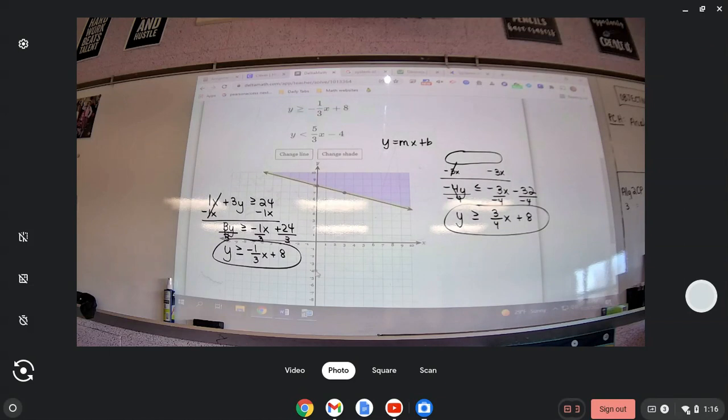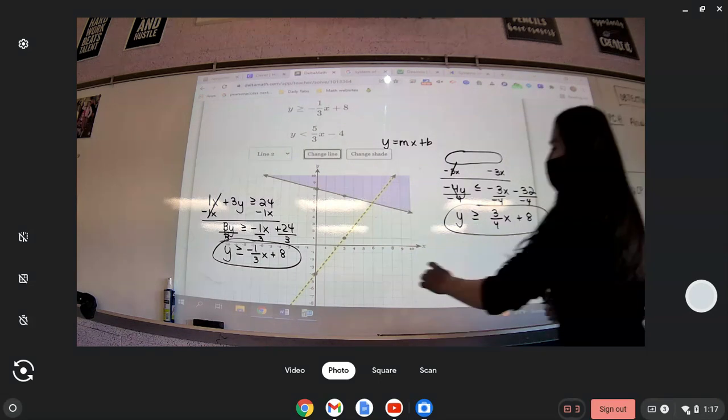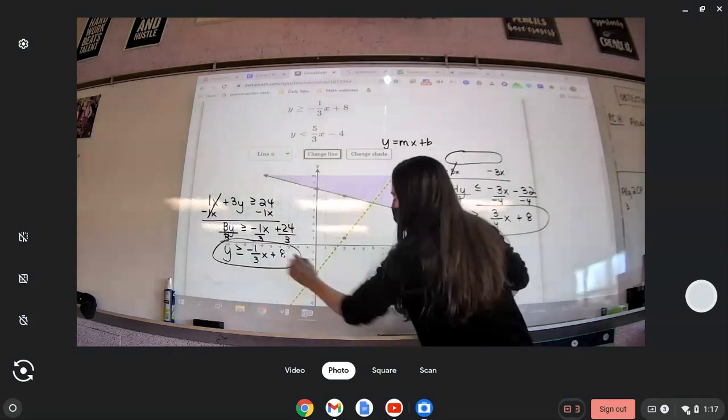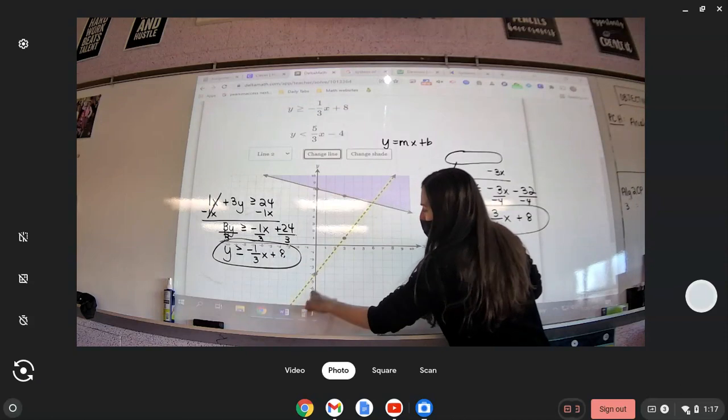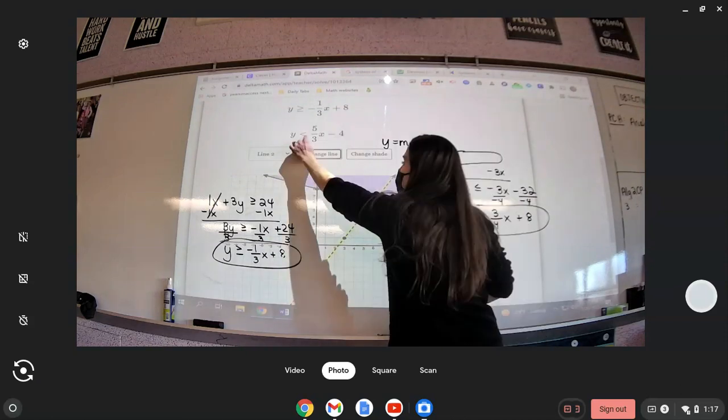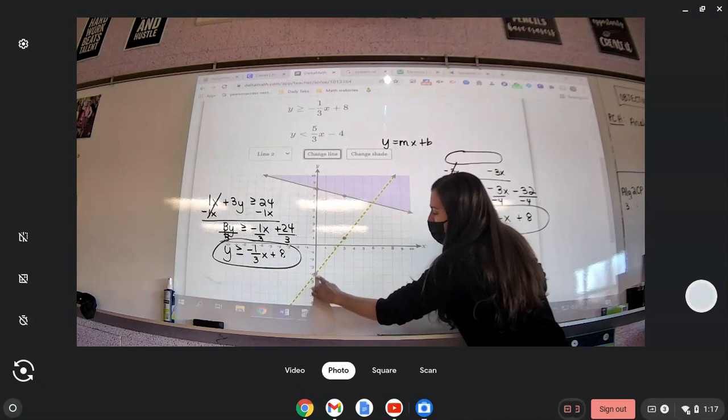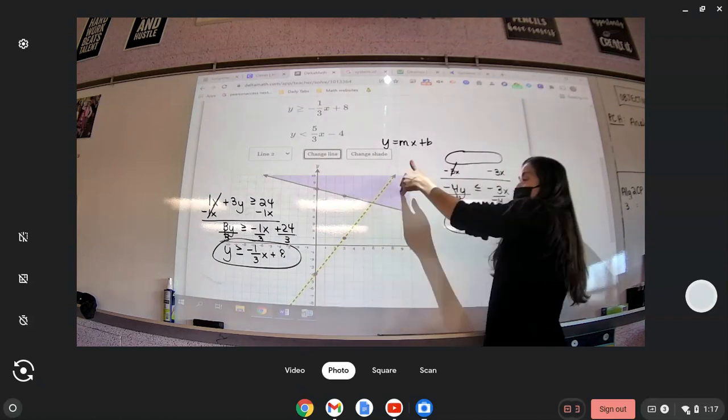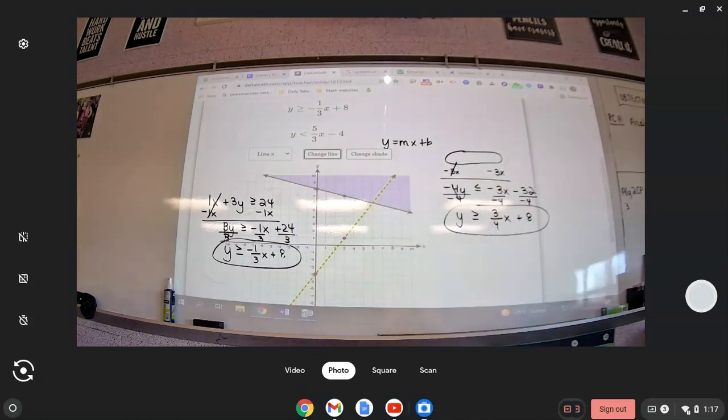I'm gonna go to -4, and then my slope is 5/3. Up 5, right 3. Solid or dashed, anybody? Dashed, because now we can only be less than the line. And then our shading. We got y values up here above it, and y values down here below it. I want y to be less, so shade where y is below. So it should be this little tiny section up here.